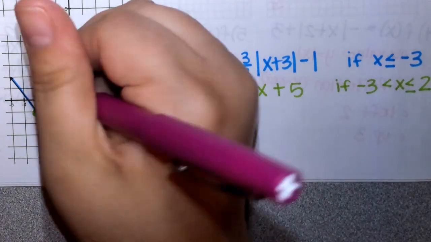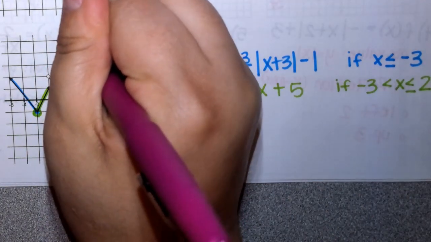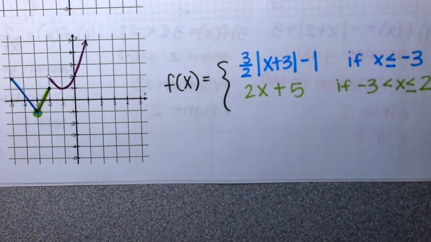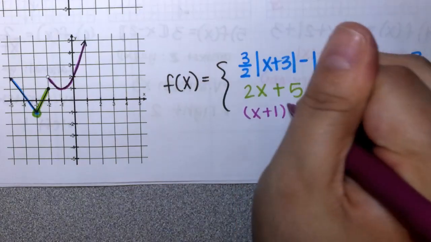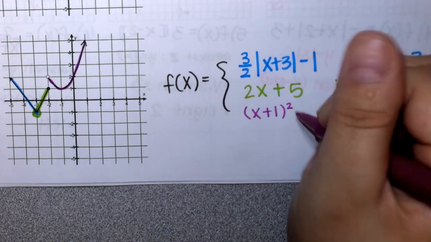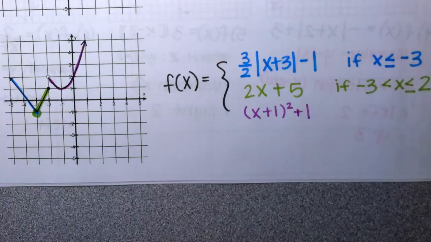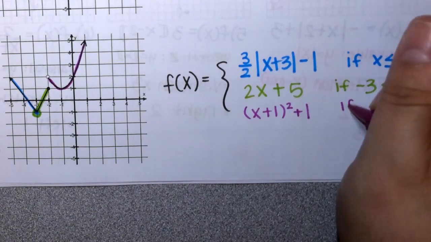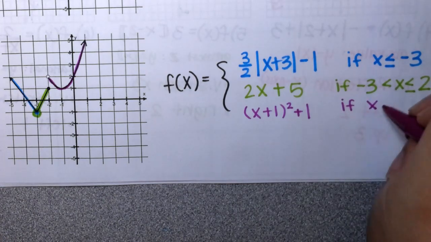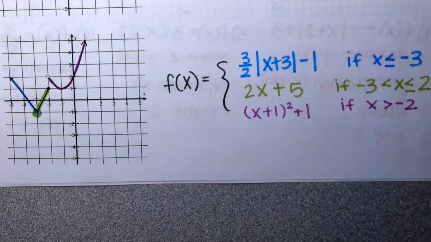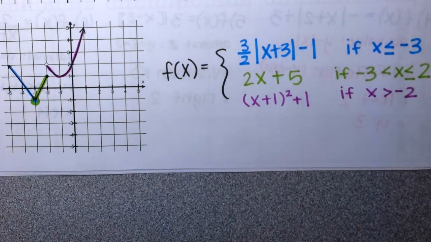Last but not least, we have this beautiful parabola. What's the equation of this parabola? X plus 1 squared plus 1. It goes left 1, up 1. And what's my restriction? If x is greater than -2. Is it equal to -2? No, why not? Open circle.